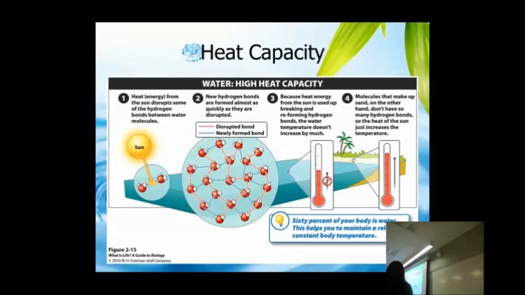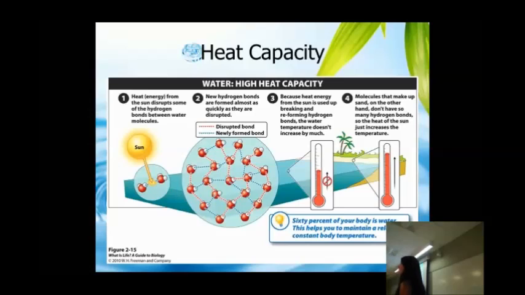And then molecules that make up sand, on the other hand, don't have so many hydrogen bonds, so the heat of the sun just increases the temperature. If you've ever been out to the beach and you're running on the beach, the sand feels pretty cold in the morning, but as you get into the afternoons where the sun has been beating down, the sand gets really hot. But if you were to put your feet in the water at any point in time, the water temperature remains pretty much stable. And that's because of the water's high heat capacity.